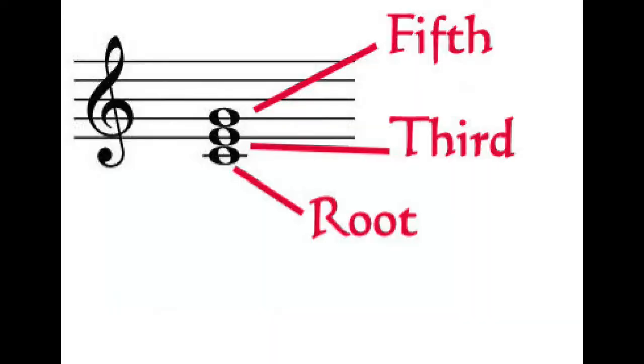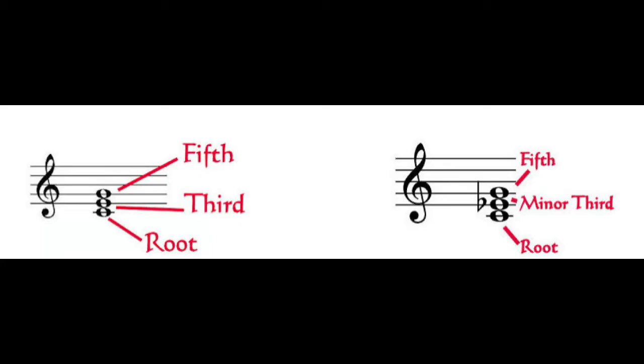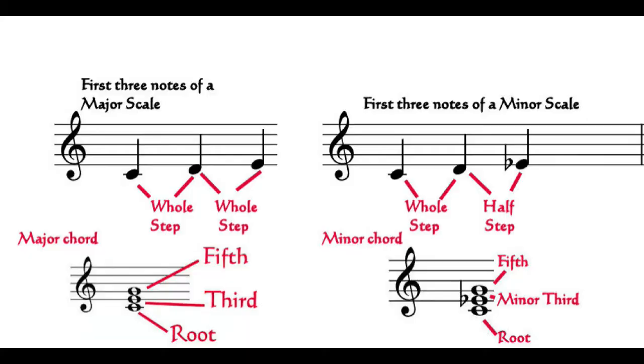If we lower the third, it becomes a minor chord. We took that E and made it E flat. Major, minor. And that's the difference between a major and a minor chord. In a major chord, from C to E, we'll go with the key of C, the first 2 notes are 2 whole steps, just like the first 2 notes of a major scale. In a minor chord, the first 2 notes are a step and then a half step, just like in a minor scale.